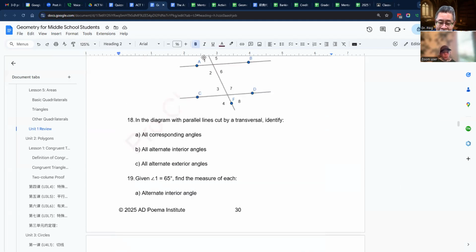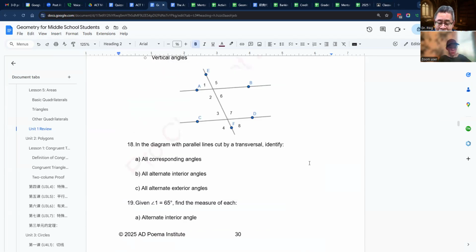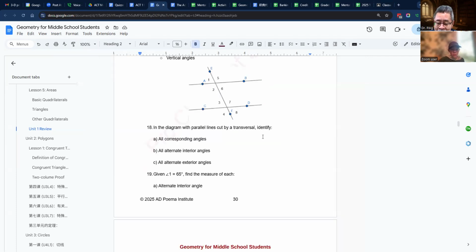So 1 is here. Wait, so you give them one. Let me see. Let me make that a little bit smaller and see if you can see all that. Okay, hopefully you can see that.